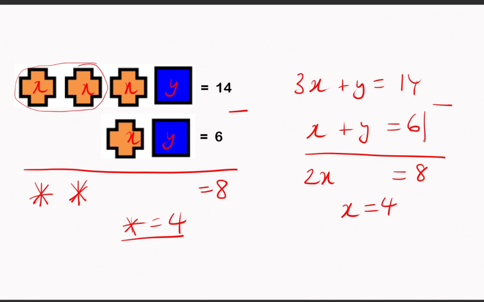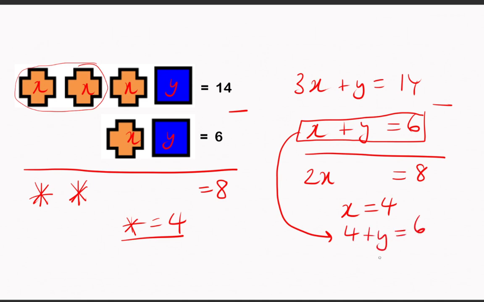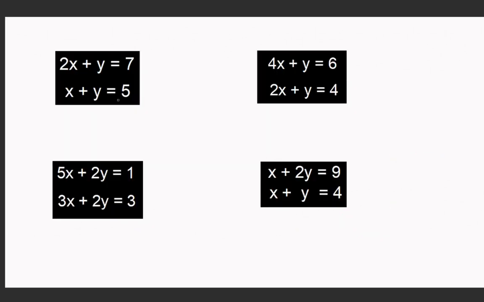And then just take one of the equations, so I'm going to use this one, and put the x is 4 there, so I'm going to have 4 plus y equals 6, and obviously that tells me that y is equal to 2. Okay, so let's just quickly have a look at these examples.